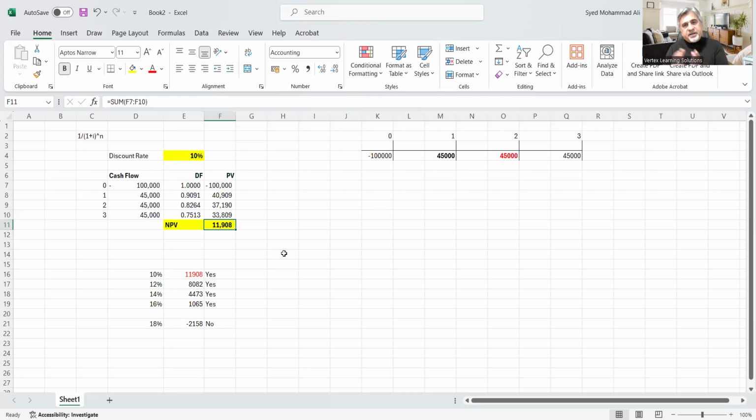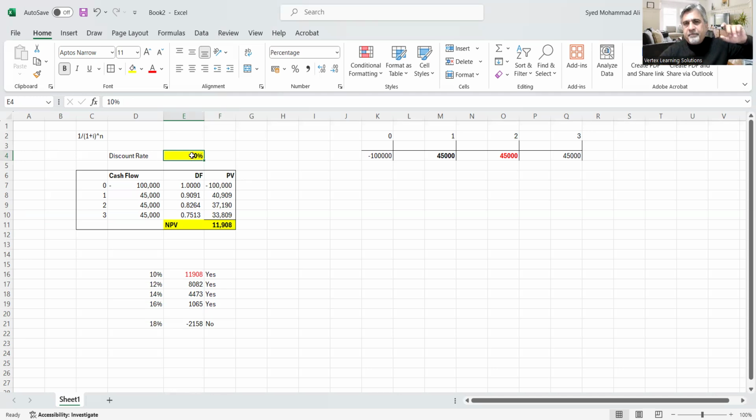NPV is a relative term. It explains to you that in this particular project, if you invest money with these cash flows, it will give you $11,908 more than what you could have earned at 10%. I'm repeating it again. This particular investment is going to give you $11,908 more than what you could have earned at 10%. So it's a comparative thing.